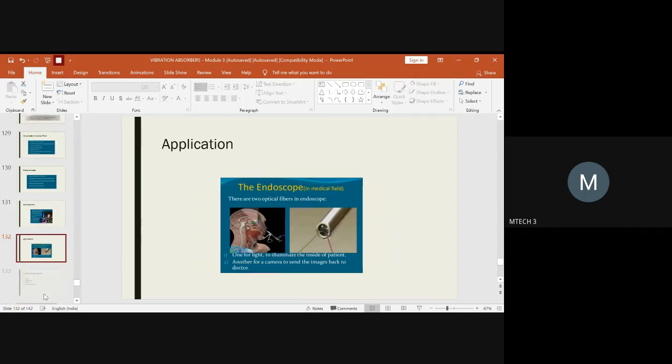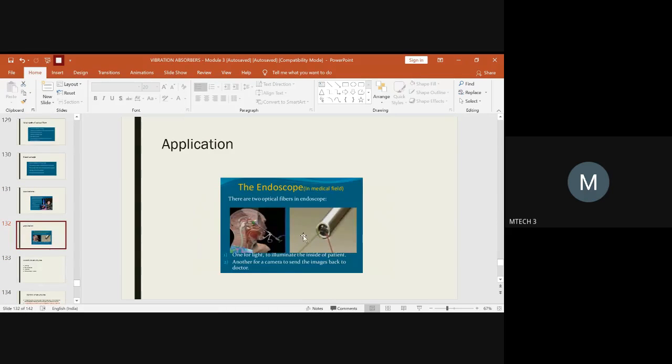The application part I have told you already. It is used in the medical field also, in endoscopy. If you use an optical fiber, it can identify which nerves are blocked, and it can blast open the block in the nerves and make the flow of blood proper. So it can burst out the barriers which are there for the flow of blood. So one of the applications is endoscopy.